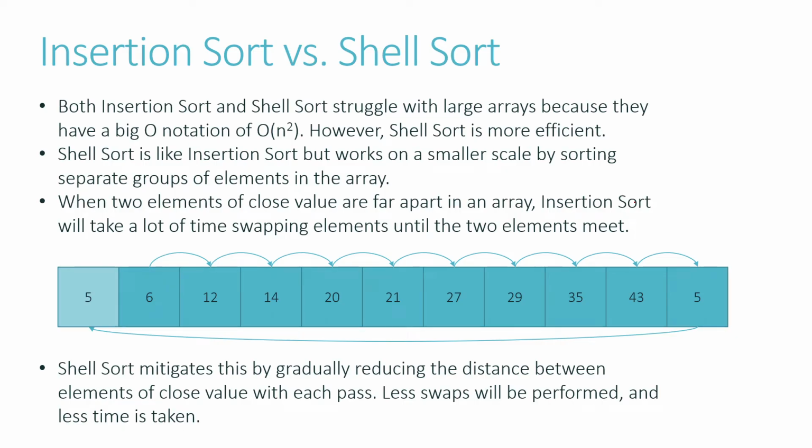What is the difference between insertion sort and shell sort? Both insertion sort and shell sort struggle with large arrays because they have a big O notation of O(n squared). However, shell sort is more efficient.